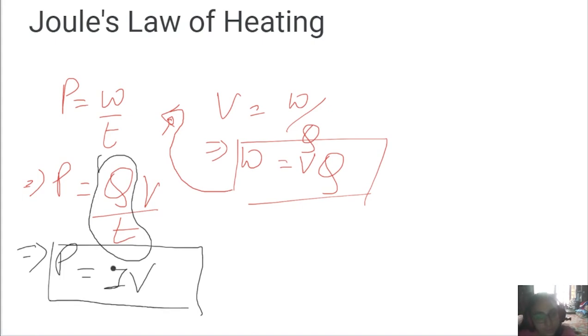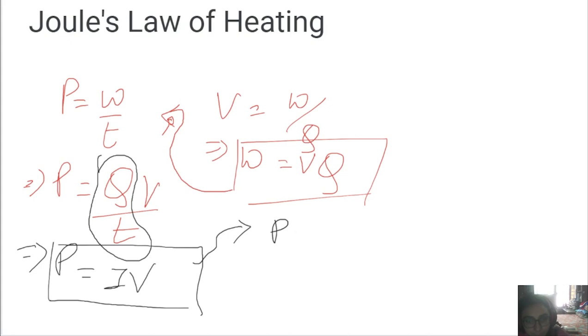So this is one equation that we are getting. Okay, P equals VI. So now, if we have to find the energy dissipated, or the amount of heat, for now we have just found out the power, right? Now we have to find out the amount of heat. Amount of heat means energy, right?